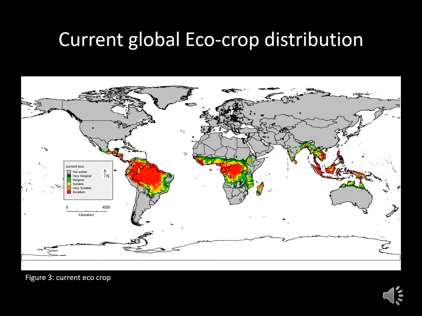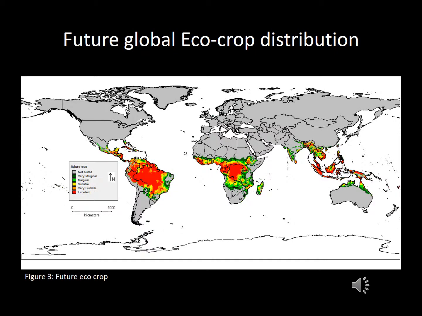Current global eco-crop distribution. The current eco-crop of the globe shows the high rainfall and the excellent weather the world climate experiences. The current global eco-crop also shows us the habitats in tropical weathers that are immune to the cucumber.